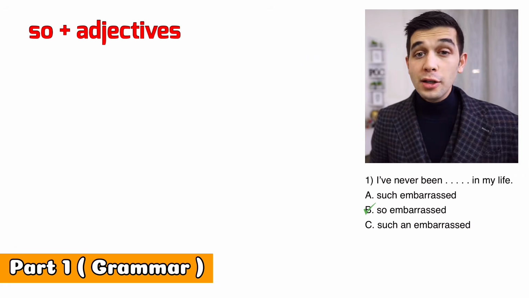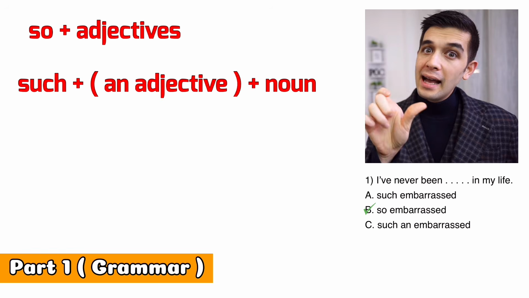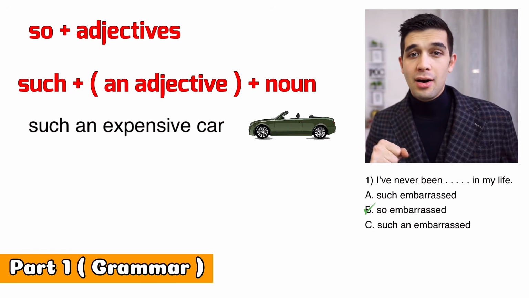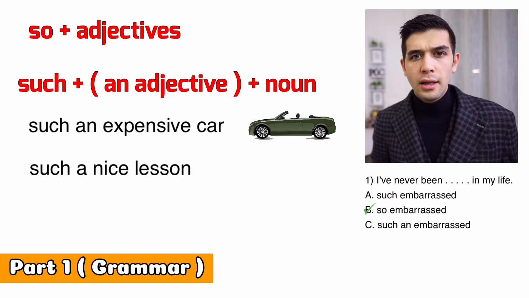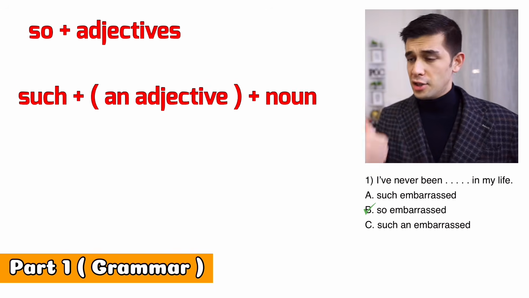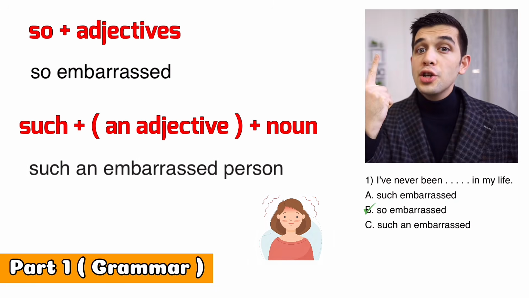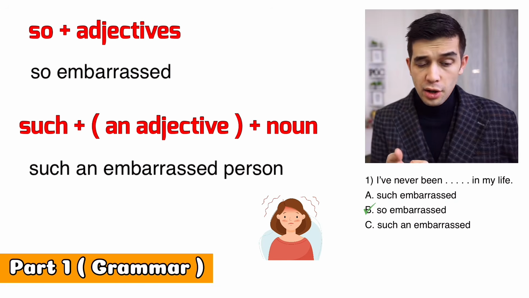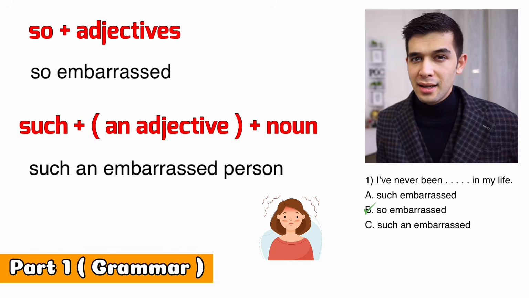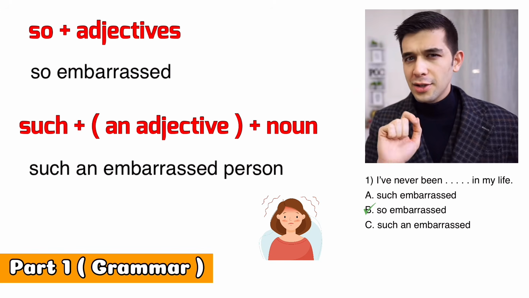But where do we use such? Before a noun and an adjective. Such an expensive car. Such a nice lesson. Such a great video. So we should either say so embarrassed or such an embarrassed person. Now here we do not have person, so the answer is so embarrassed. That was easy. Let's go to the second one.